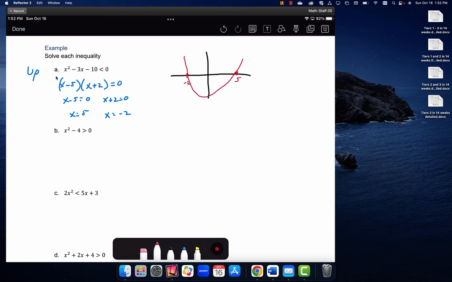And now you have essentially what we had a few moments ago. You have the graph. Once you have the graph, you just have to look at it and make sure you answer the question. In this case, the question is, where is the quadratic less than 0? Where is it below the x-axis? That's happening between -2 and 5. It is below the x-axis. Notice we're not including the endpoints because of the strict inequality.